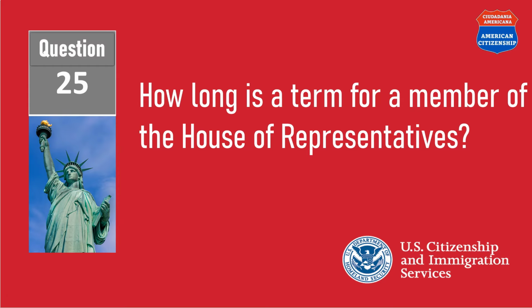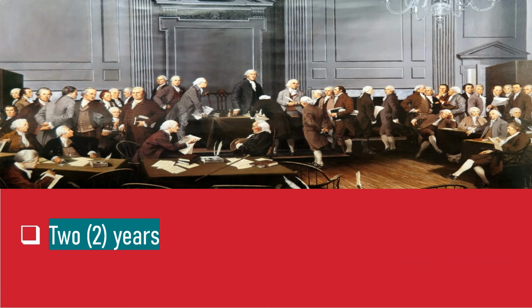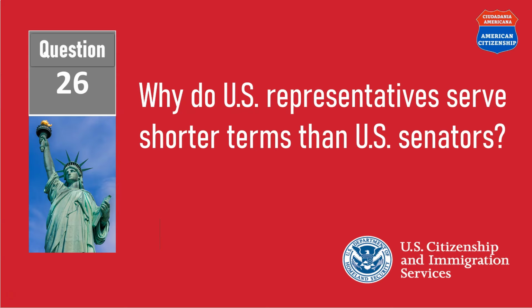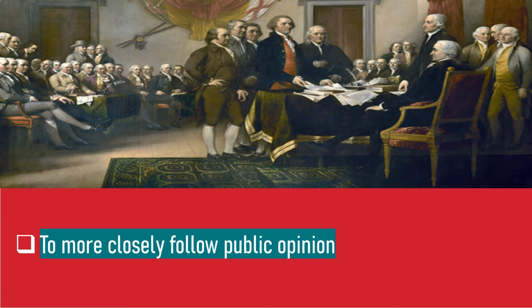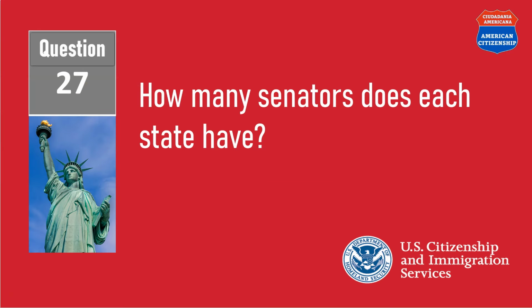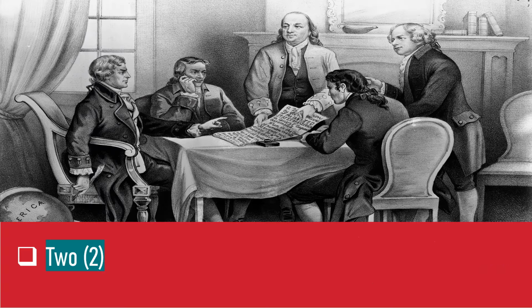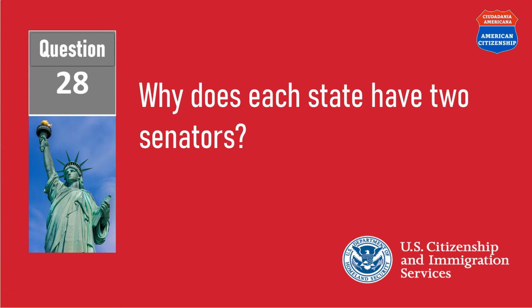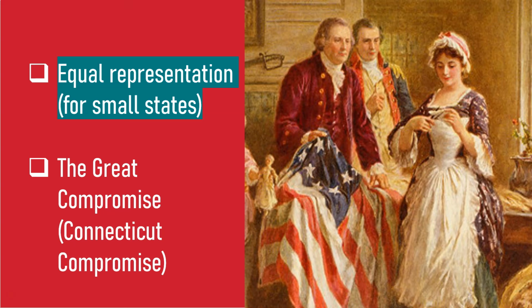How long is a term for a member of the House of Representatives? 2 years. Why do U.S. representatives serve shorter terms than U.S. senators? To more closely follow public opinion. How many senators does each state have? 2 senators. Why does each state have 2 senators? Equal representation for small states.